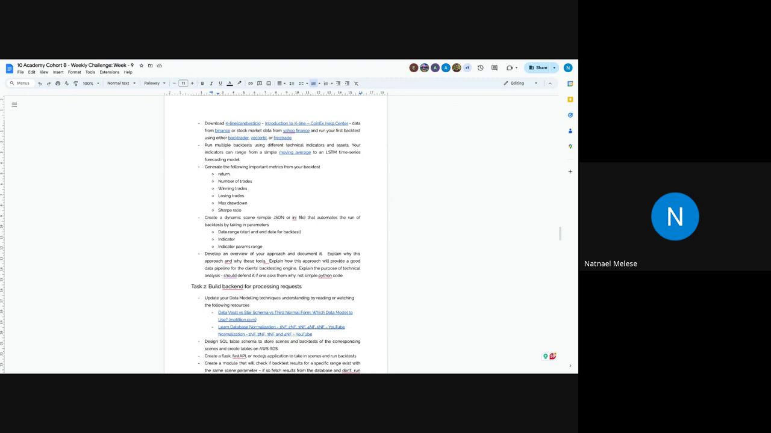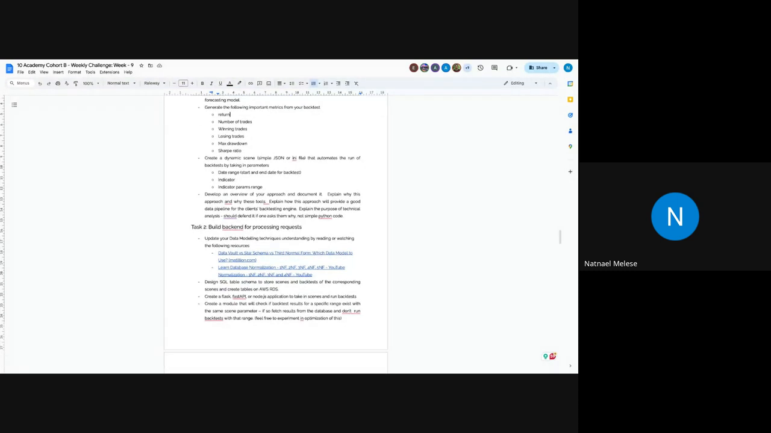I mean, to use such indicators in what date range, and also the indicators' parameter range. You will use those indicators and try to test your backtesting using tools like Backtrader, VectorBT, and Freqtrade. Also try to go through the documentation of those tools. And the next would be to develop an overview of your approach and document it. So make sure to document everything. And now you have the backtesting part sorted out.